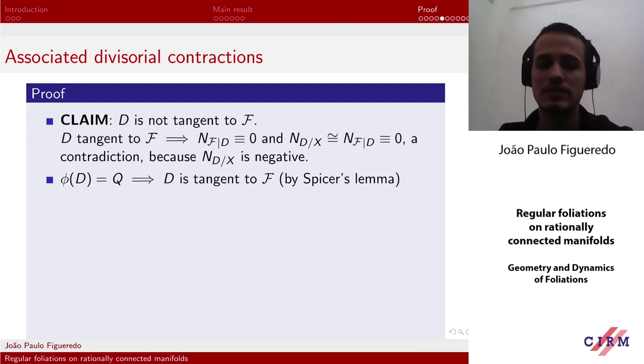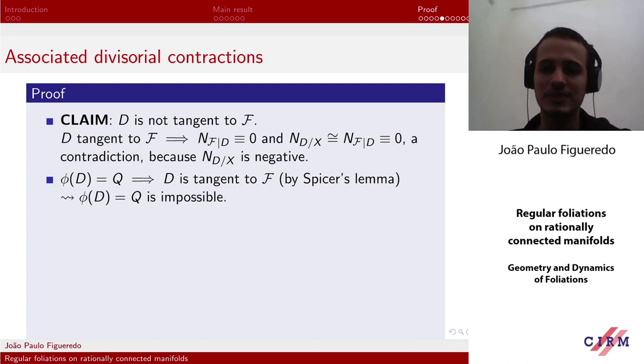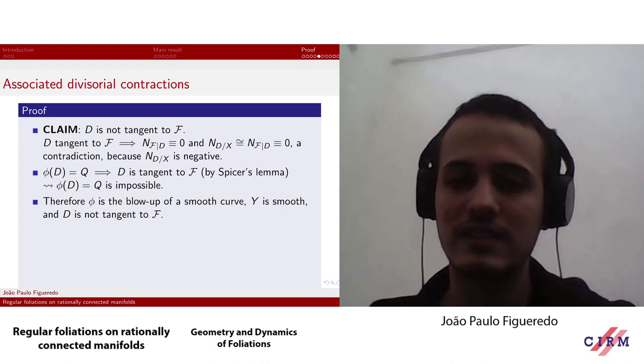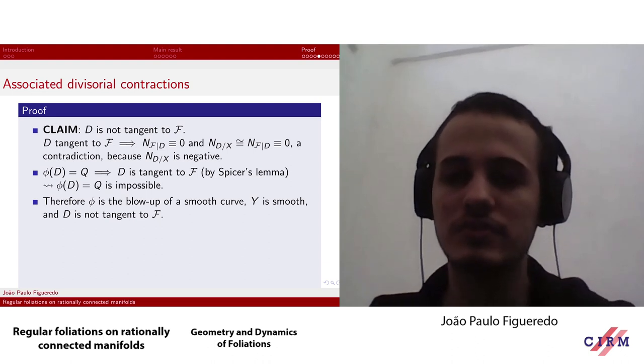If phi contracts D to a point, then D is tangent to F, because D is covered by curves which are tangent to F by Spicer's lemma. And we saw in the classification that this does not happen. In particular, phi is the blow up of a smooth curve, Y is smooth, and D is not tangent to F.